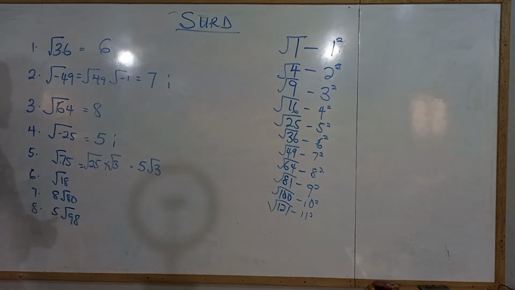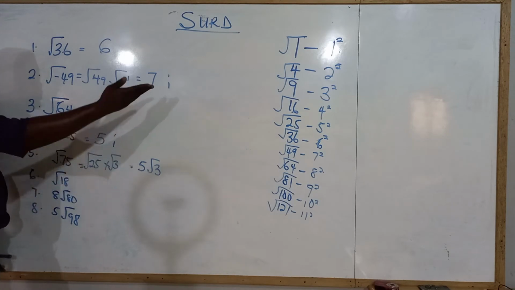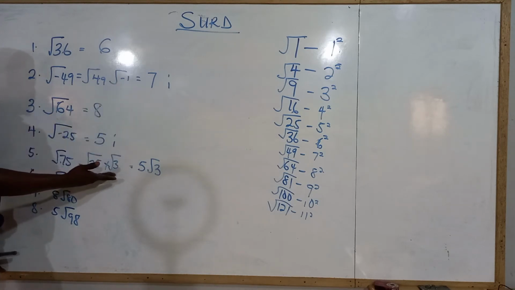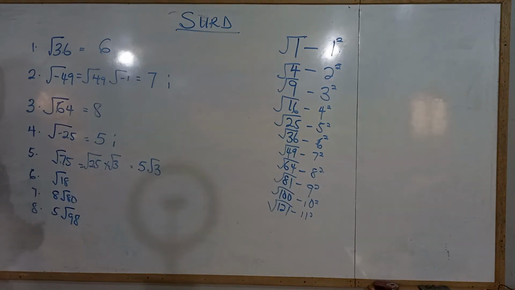I hope you are getting it. Square root of 25 is 5. And 3 is not a perfect square, so you can't simplify it. So we are going to get 5 root 3.